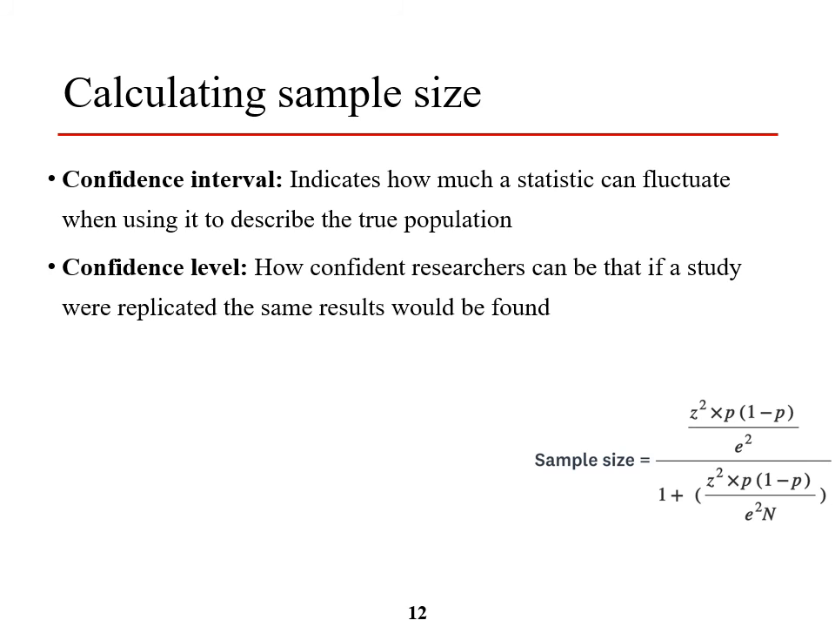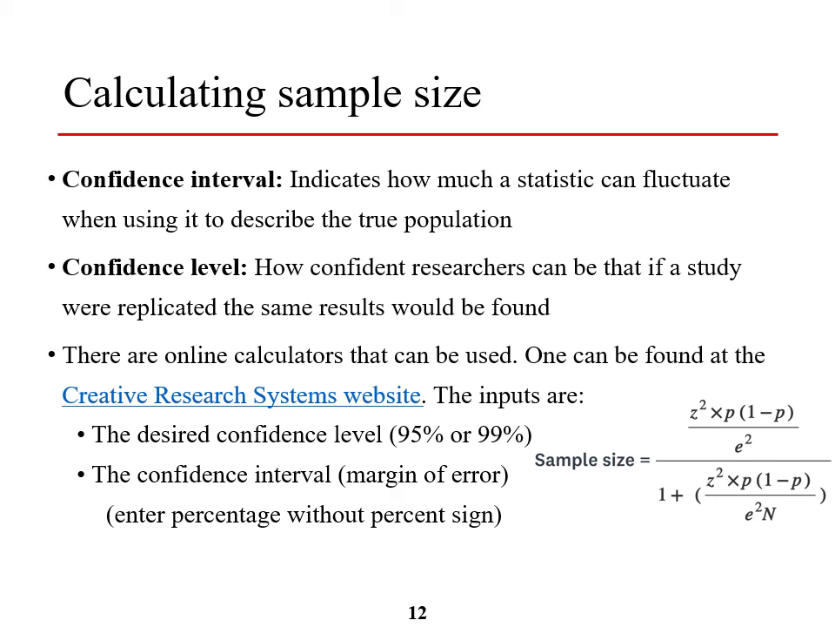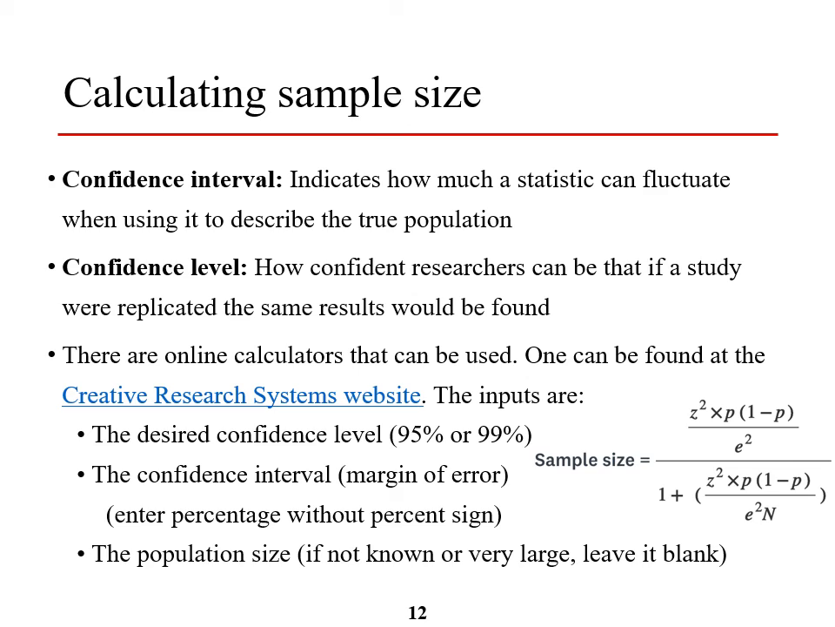So whenever we're calculating sample size, this would be the formula that we would use if we were to do it by hand, but we're actually going to calculate it with an online calculator. It's very simple, and I'll put that online calculator link in the description of the video, so be looking for that. And you need the desired confidence level, either 95% or 99%, and then you would also need the confidence interval that you're planning to use, the margin of error. So you would enter that without a percent sign, and then you would also put in the population size. If it's not known, you just leave it blank.